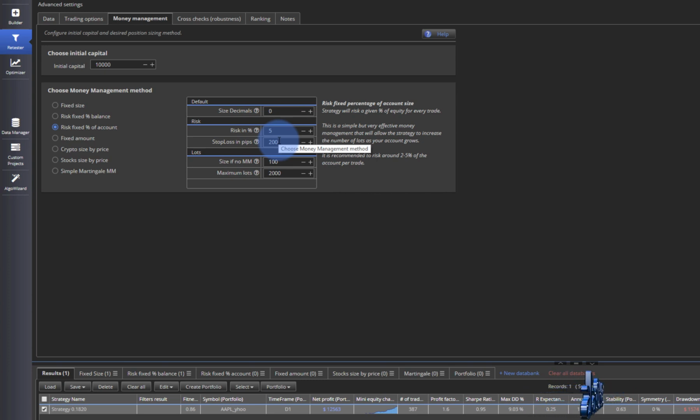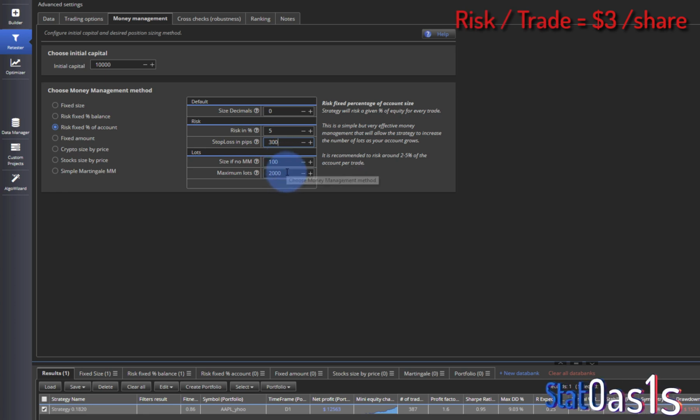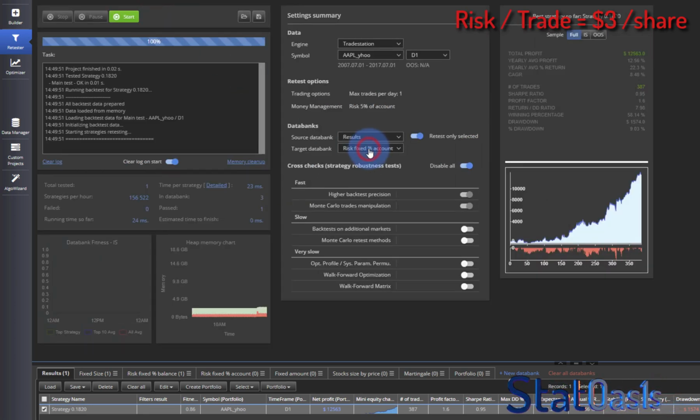So if our strategy doesn't have a stop loss, then we can create a stop loss here, which is the case. Our strategy doesn't have a stop loss. So these are both the same. This one uses the balance with open profit and loss. This one doesn't use the balance. It uses the actual account, so no profit and loss included. And we can tailor the stop loss if our strategy doesn't have one. So size in decimals is 0 because we are using stocks, 5%. We're gonna risk, let's say, 300 ticks. That means 300 cents, which is $3 per share. And so minimum we're gonna trade is 100, maximum is 2,000. So if we go to progress, put it in this bank, and let's start.